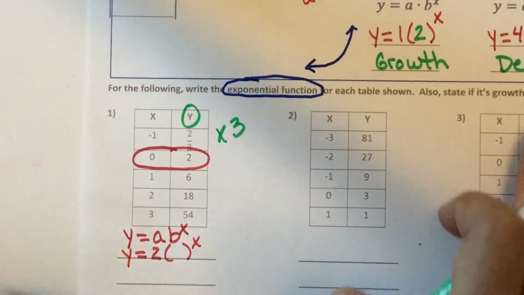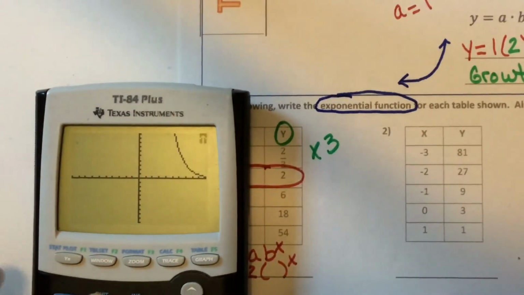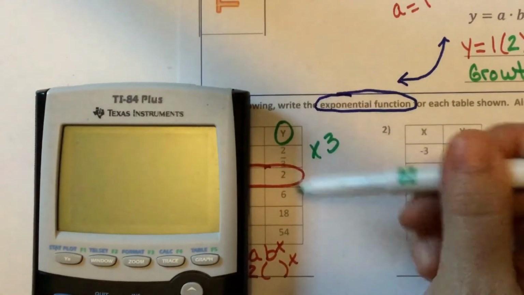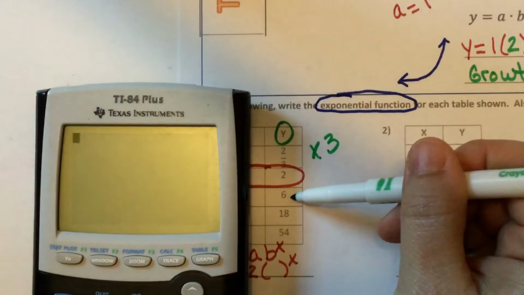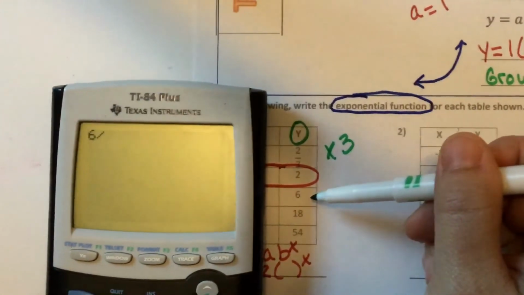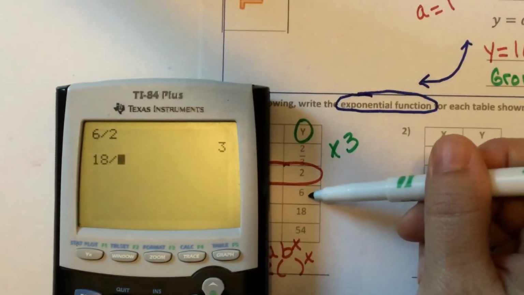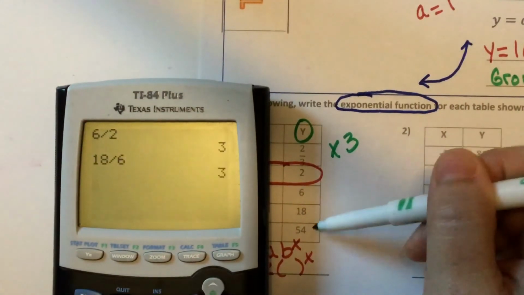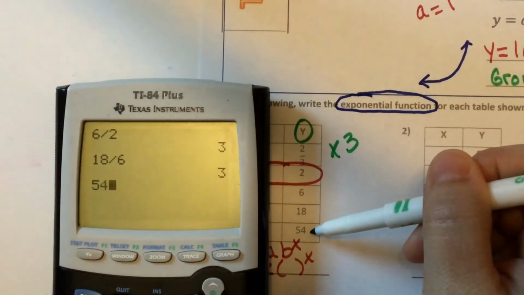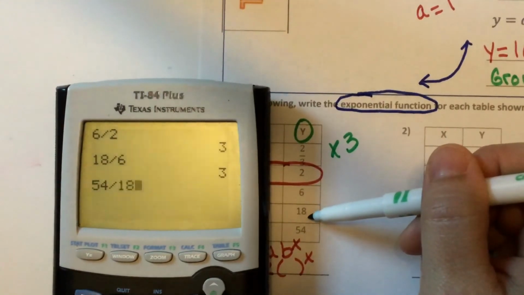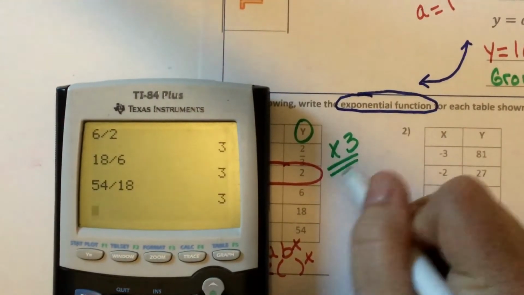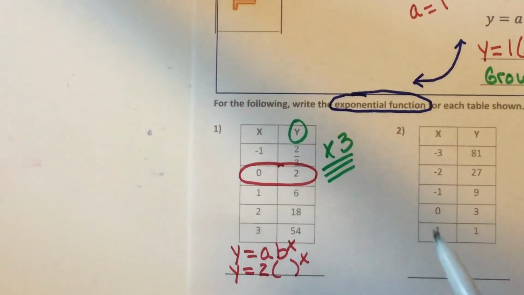Now, let's say you didn't know they were multiplying by 3. Okay, I'm going to show you what I showed you earlier. I'm going to just start with the 6, and I'm going to divide by the y above it, and I get 3. I'm going to take 18 and divide by the y above it, and I get 3. I'm going to take 54 and divide by the y above it, and I get 3. So they are multiplying by 3 every time, so that is our B.